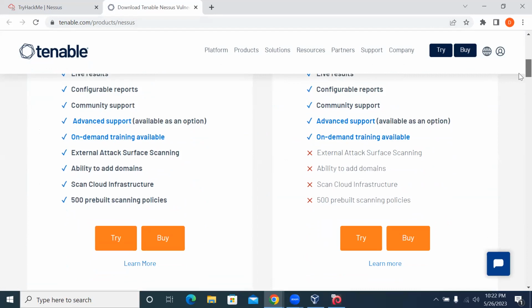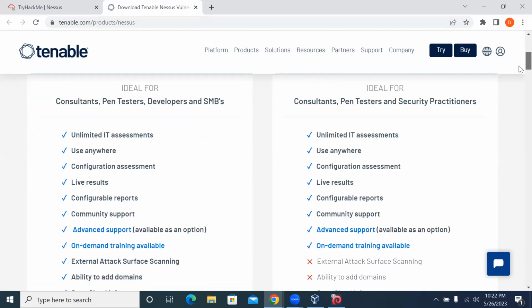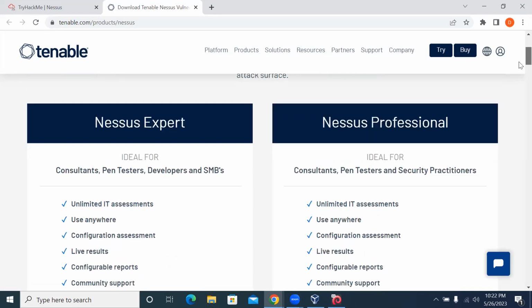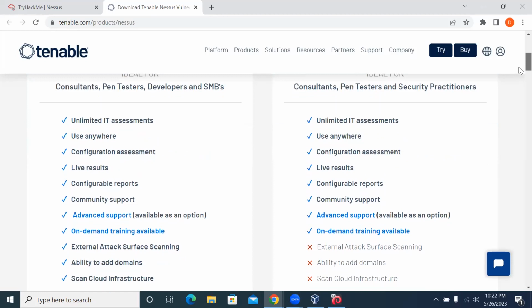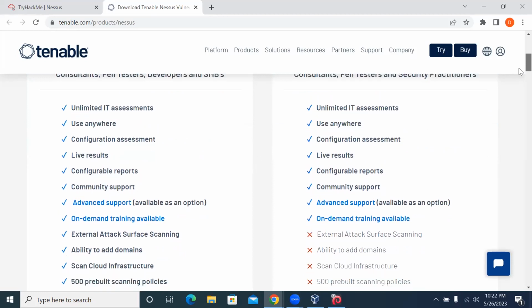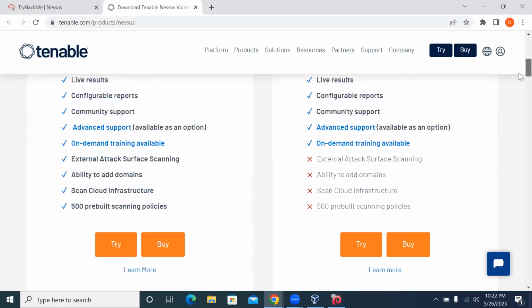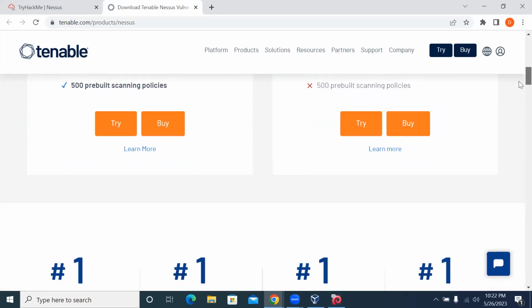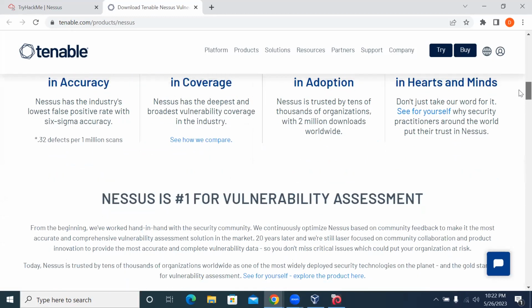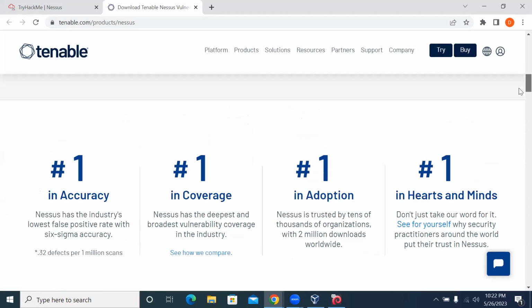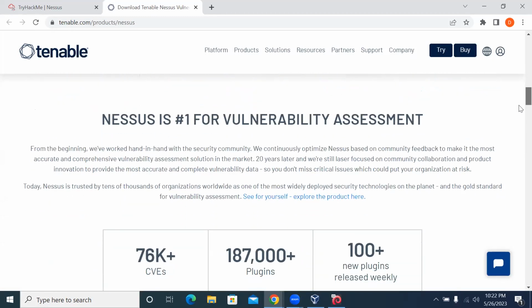So you can use the trial version or you buy, right? Then the Nexus Professional is also ideal for consultants, pen testers, and security professionals. You can see the features that they have there also. And you can use the trial version or you buy it, right? So whichever one, you still need to provide your information for that, right?